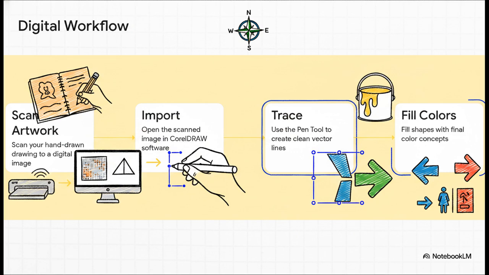They use the pen tool to carefully, meticulously trace the symbol, laying down those perfectly clean vector lines. Finally, they fill those crisp vector shapes with their predetermined color concepts. This is the exact industry process used to translate physical ink into mathematical, digital nodes. It's literally how the pros do it.